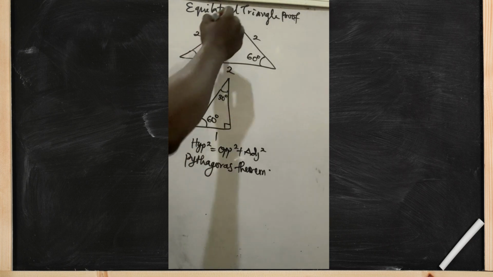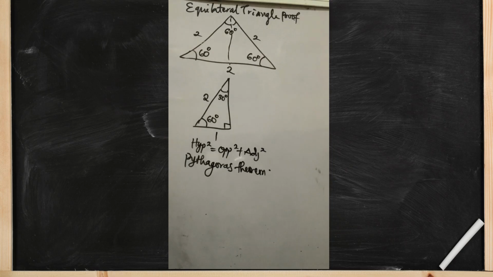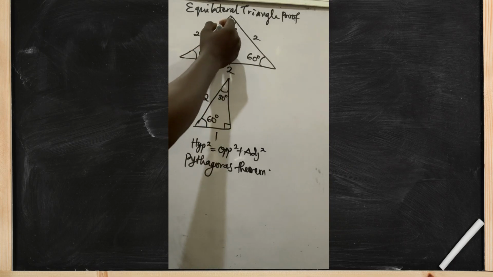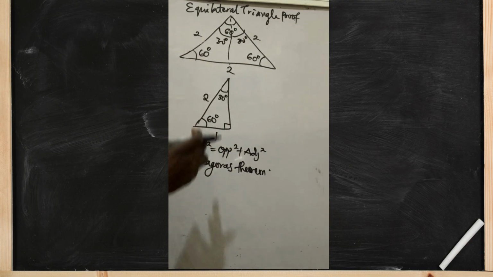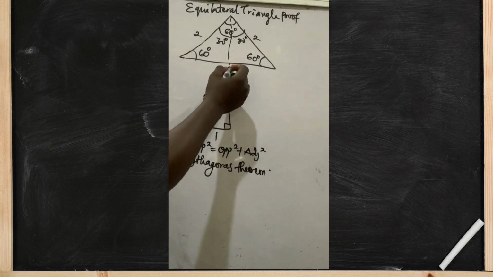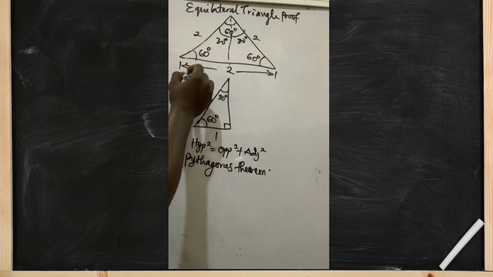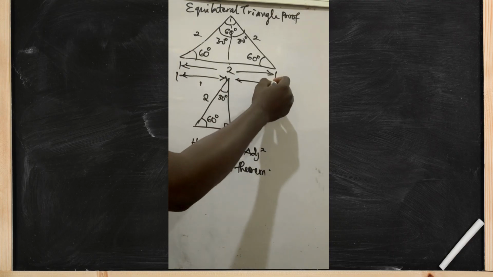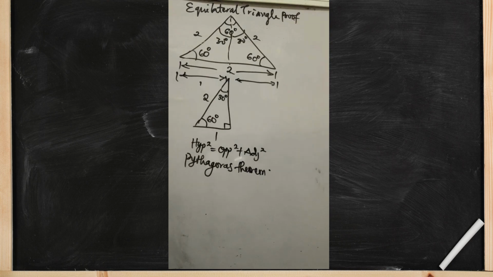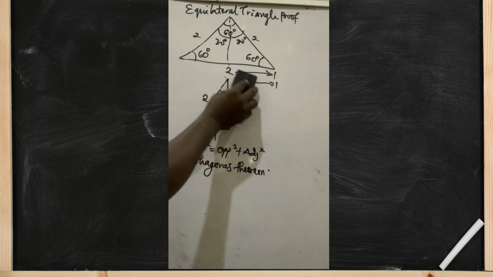By the time we divide this into two halves, this is going to give us this. Then this angle will have been divided into 30, and this will be 30 degrees. So that's what made us achieve this. Then by the time we do that, this 2 that is spanning from here to here will have been moved to become 1 and 1, right?